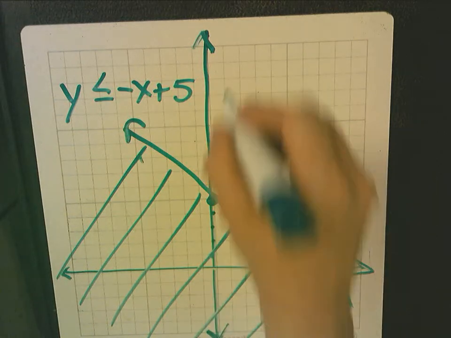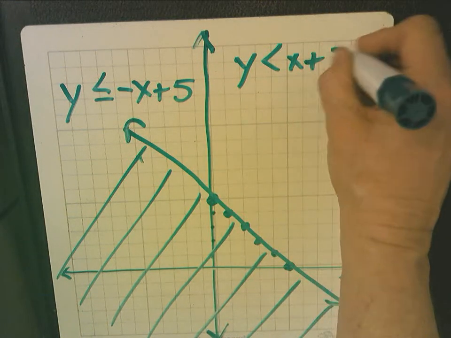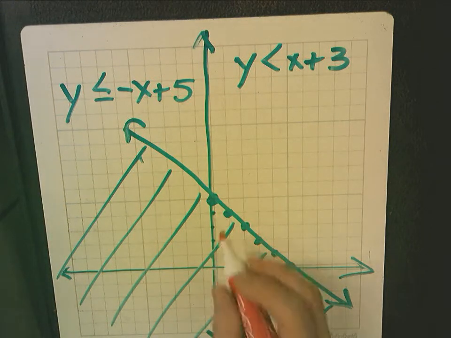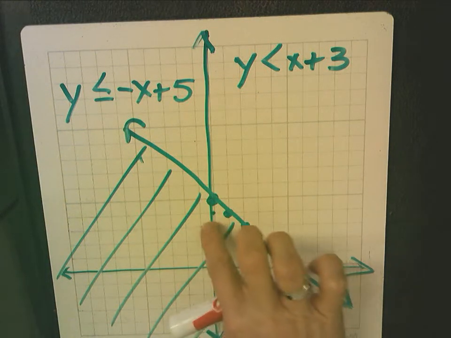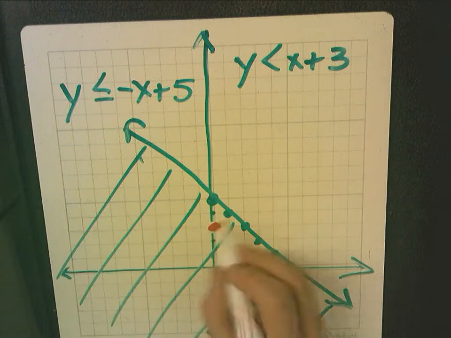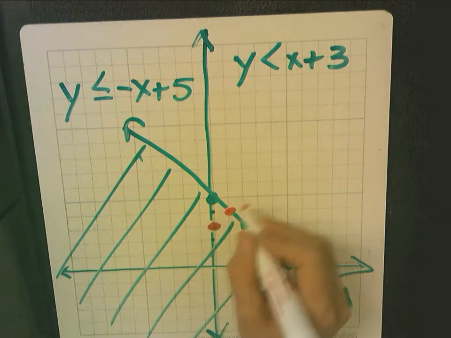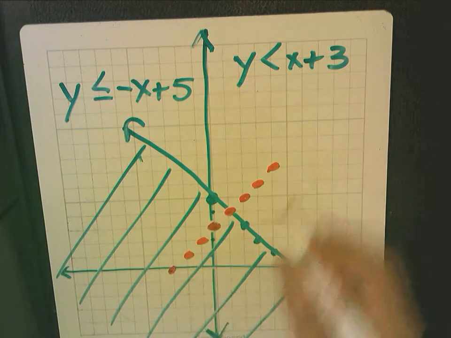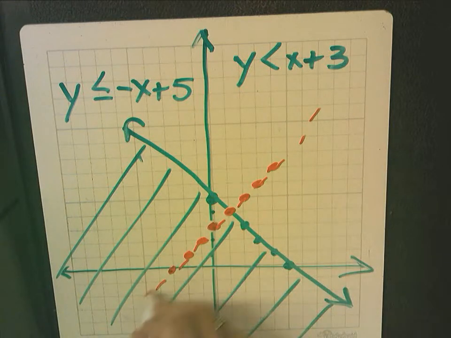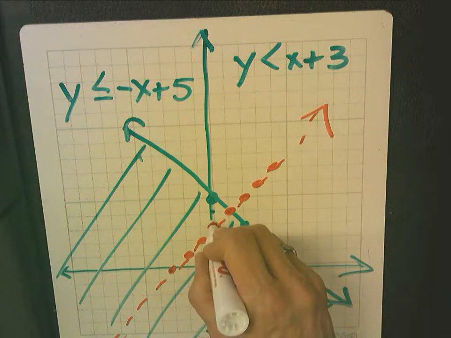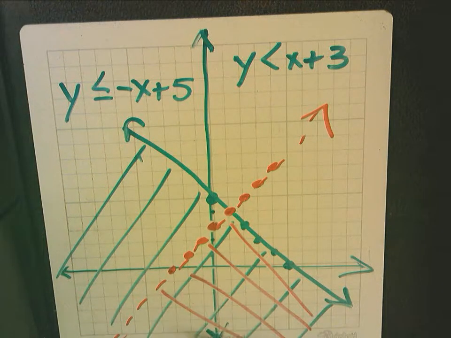The next thing I'm going to graph is y is less than x plus 3. So let me do a different color. Maybe that'll make it more obvious. I'm going to go to where y is 3, which is right here. And I'm going to go up 1 over 1, up 1 over 1, up 1 over 1, up 1 over 1, down 1, down 1, down 1. And this is going to be a dashed line. I'm going to shade less than, so I'm shading in this direction.